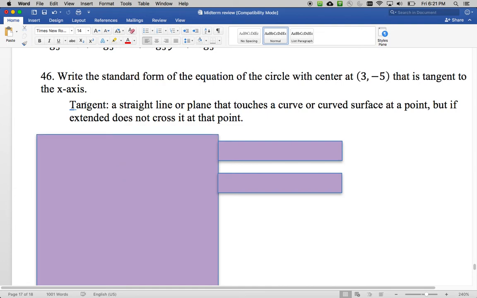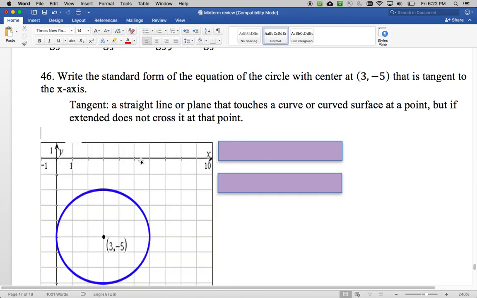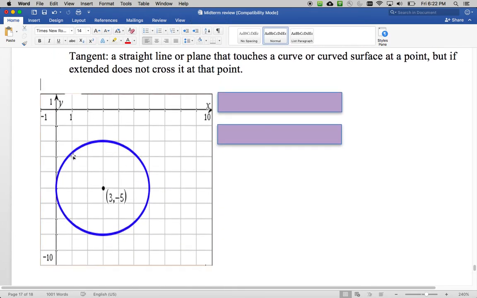Your tangent, to have a tangent, it just means a tangent's a straight line or plane that touches a curve or a curved surface at a point but does not cross that point. So basically, and I messed up my circle. My circle should be touching up here. So it is going to change our whole formula.